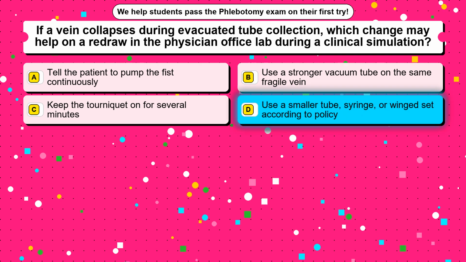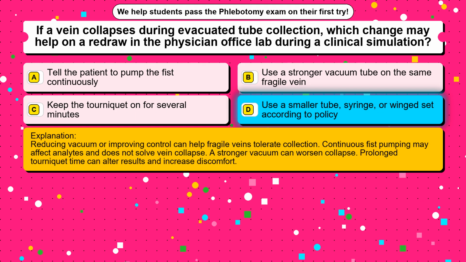The correct answer is option D. Use a smaller tube, syringe, or winged set according to policy. Reducing vacuum or improving control can help fragile veins tolerate collection. Continuous fist pumping may affect analytes and does not solve vein collapse. A stronger vacuum can worsen collapse. Prolonged tourniquet time can alter results and increase discomfort.